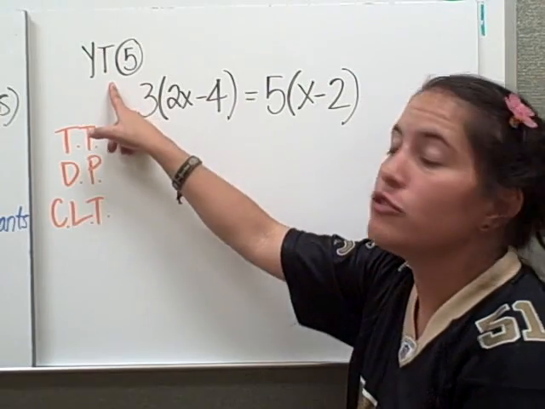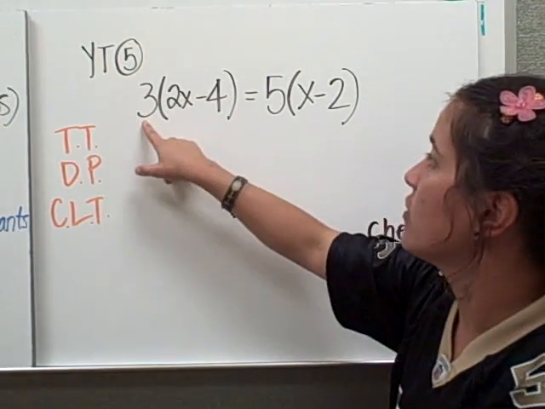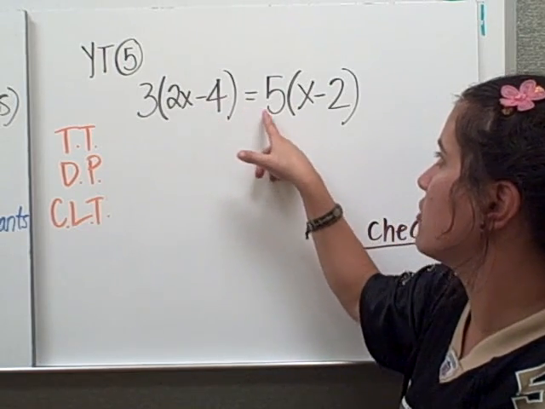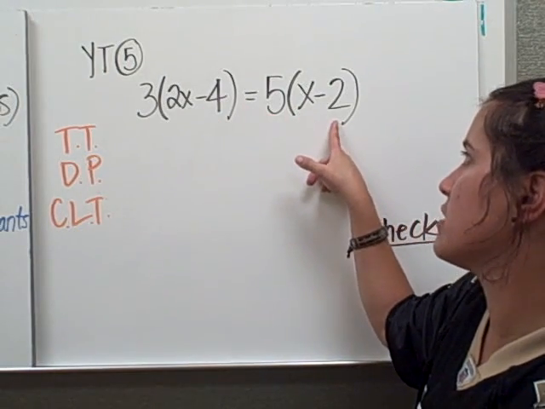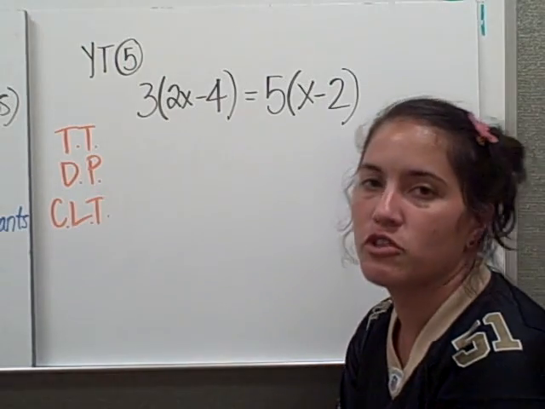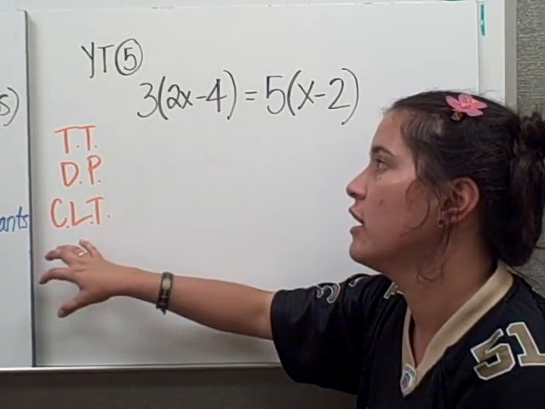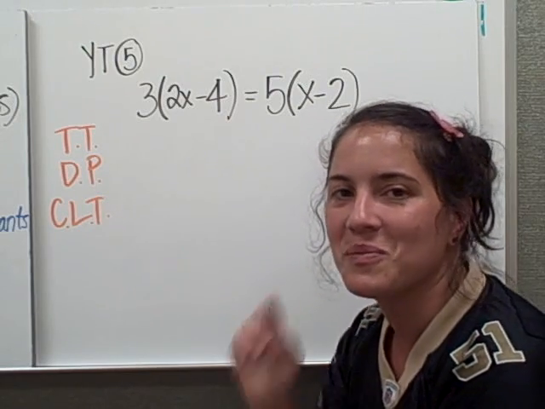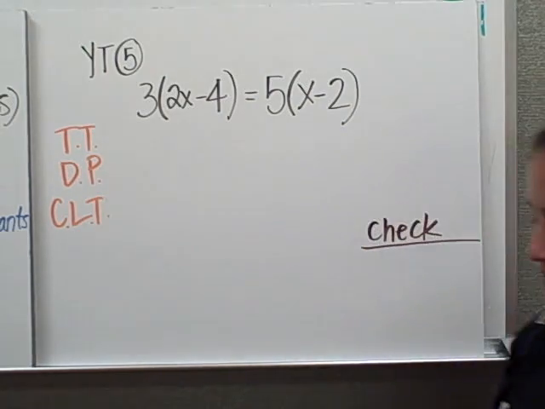All right, number 5, you try this one all on your own. 3 times 2x minus 4 equals 5 times x minus 2. This is a you try. Remember, I wrote you the steps over here. You try it, pause the video, and then when you're ready to hear my explanation, press play, and I'll show you how to solve it.